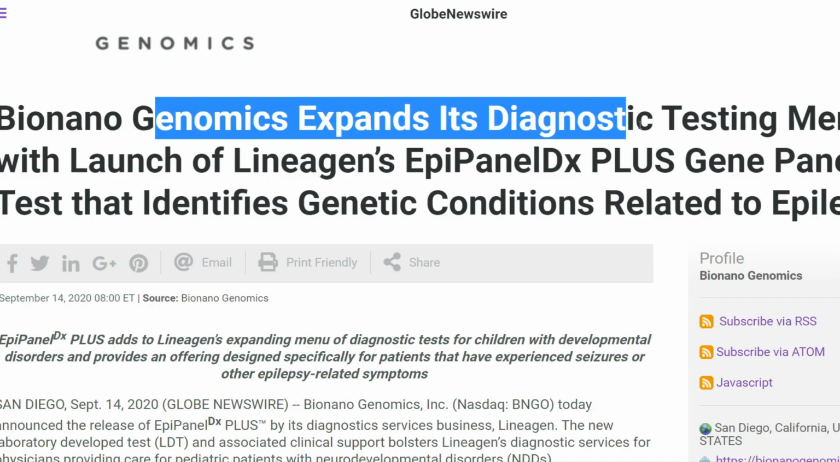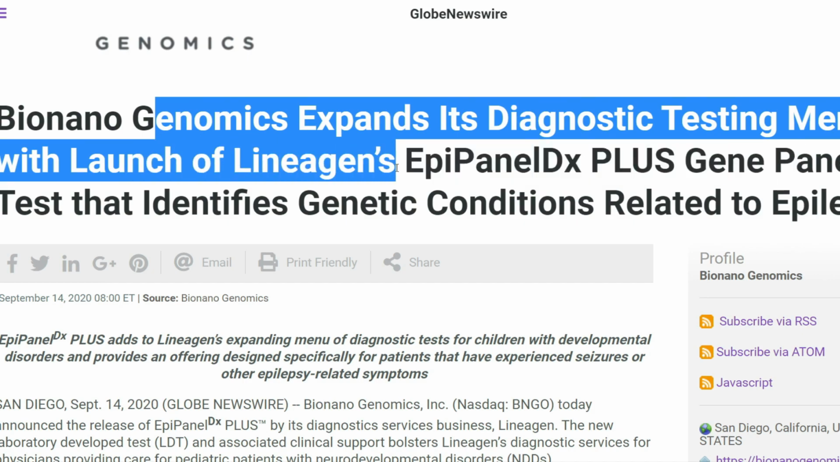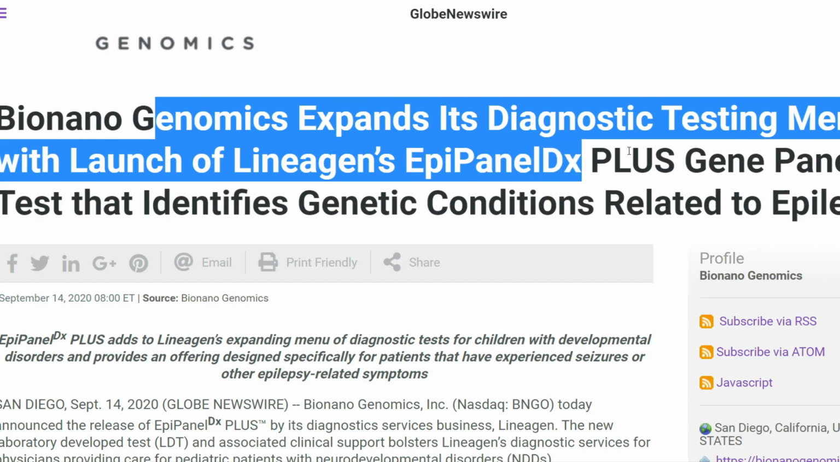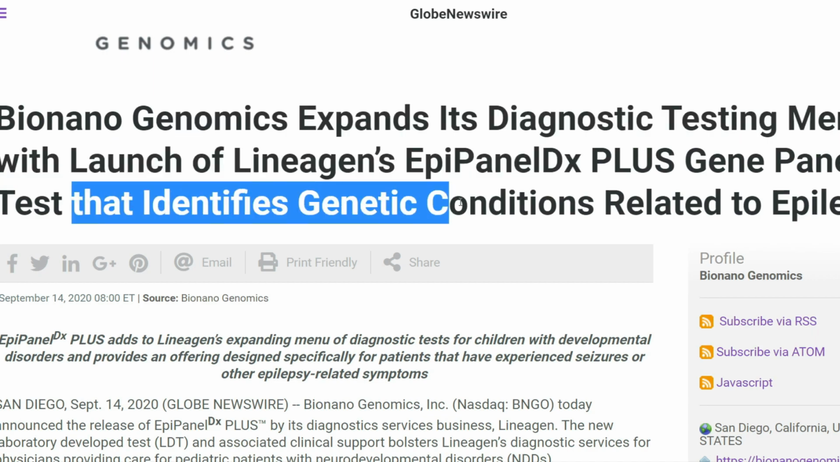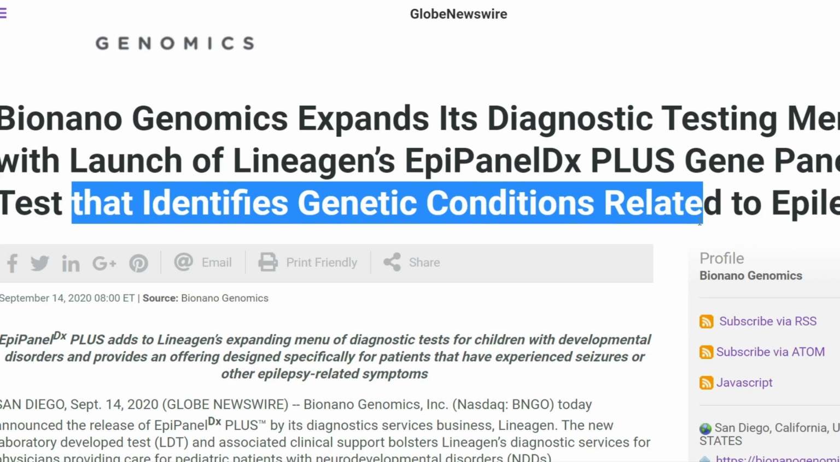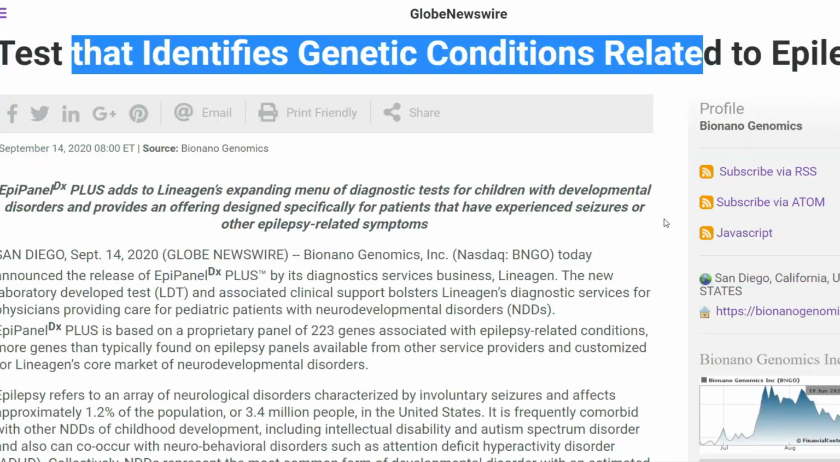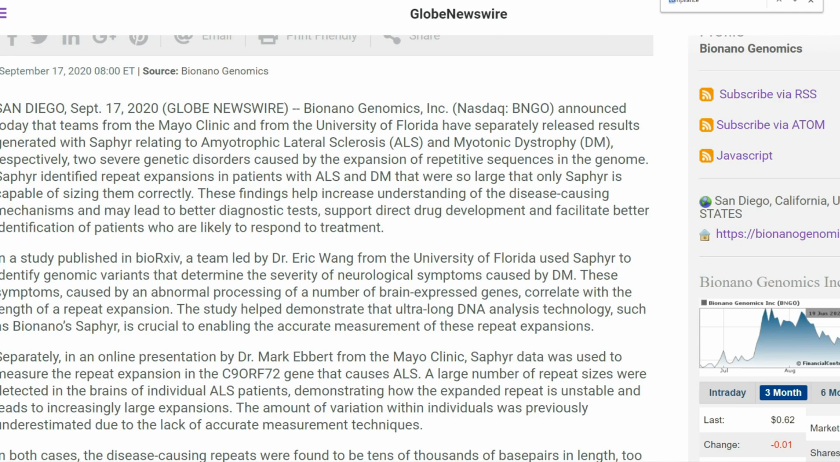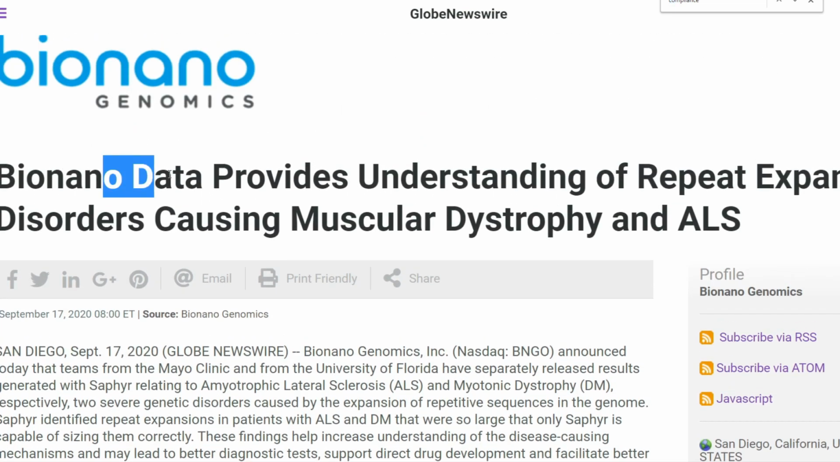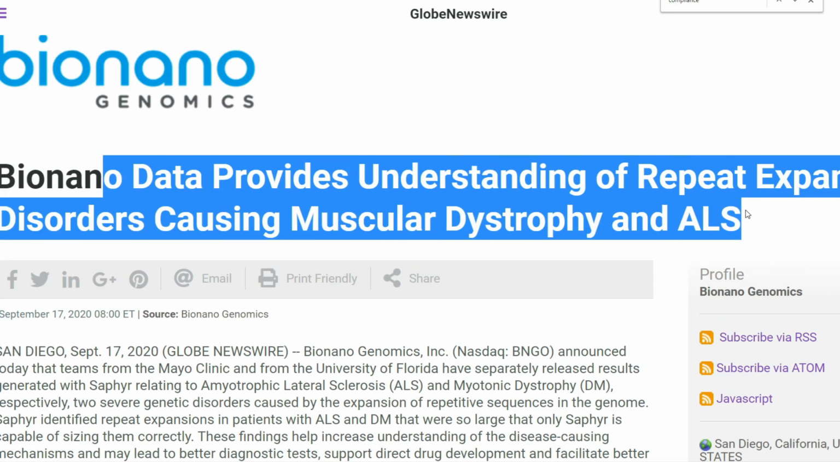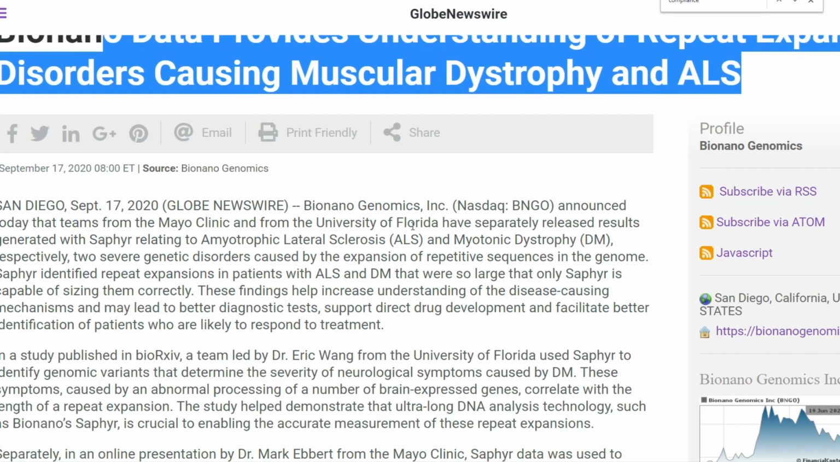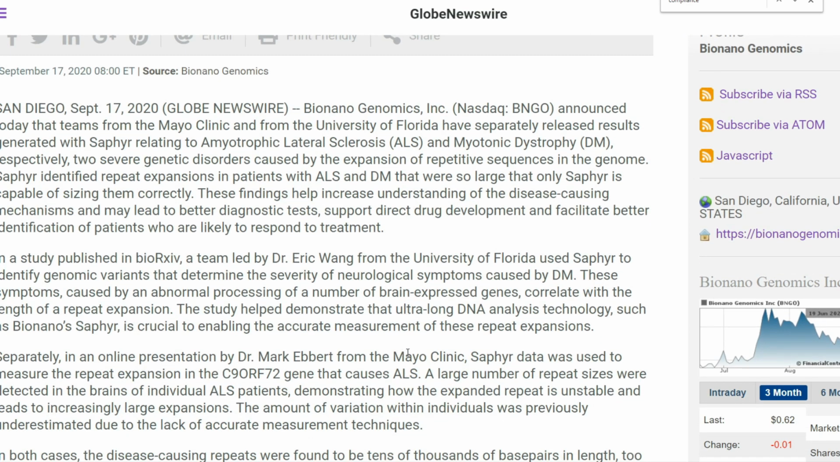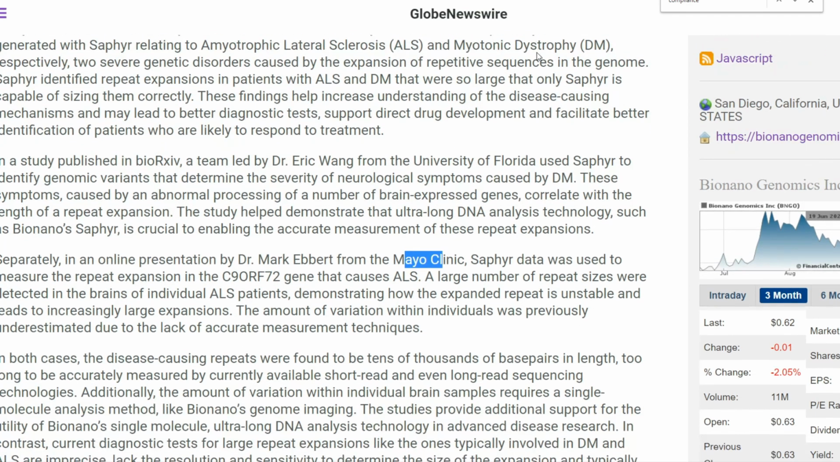Bionano Genomics expands its diagnostic testing menu with the launch of Linogen's EpiPanel DX Plus gene panel test to identify genetic conditions related to epilepsy. So that is more positive news on the 14th, and then following that on the 17th, Bionano data provides understanding of repeat expansion disorders causing muscular dystrophy and ALS. And that goes on with partnerships with other bigger names like the Mayo Clinic, for instance, which is a credible source.